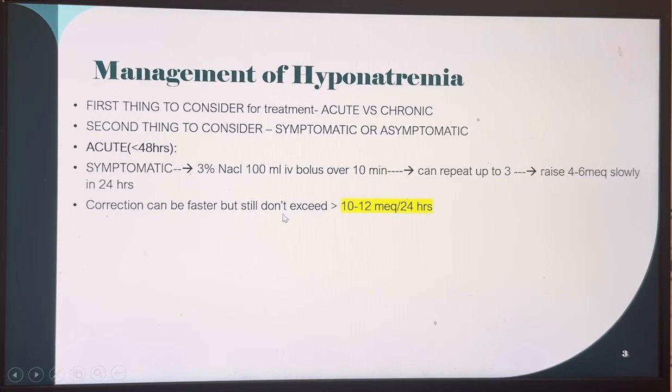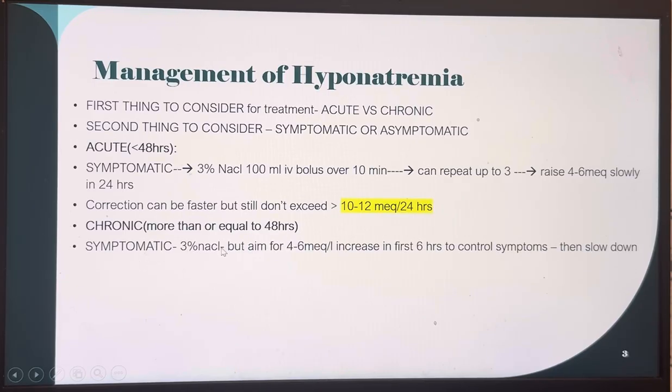Next, going to the chronic, where it is more than or equal to 48 hours. That's when it's termed chronic hyponatremia. Here, if he's symptomatic, we give hypertonic saline, but we aim for only a 4 to 6 milliequivalents per liter increase in the first 6 hours to control symptoms, and then slow down. If it is asymptomatic, we treat the underlying cause. Only if it is symptomatic do you give hypertonic saline.